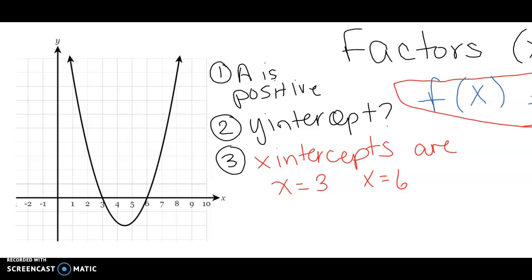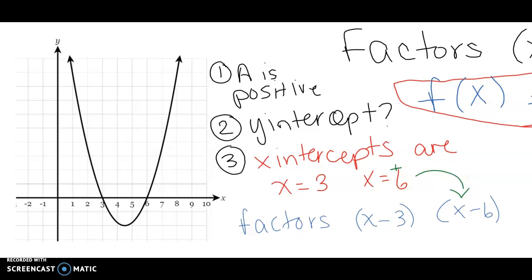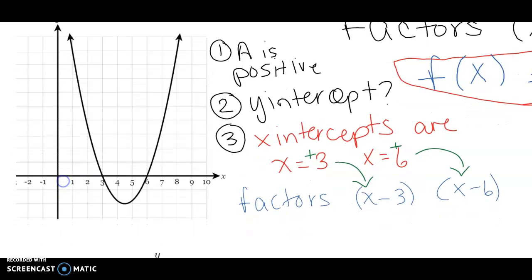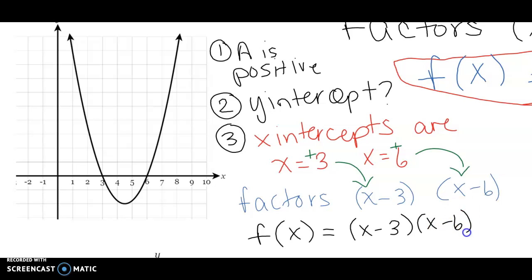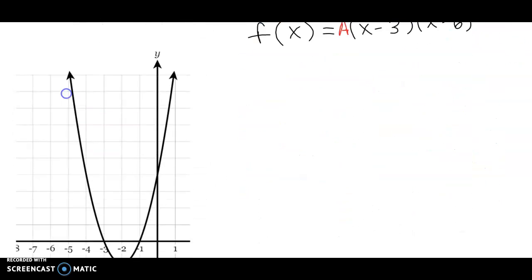If these are our x-intercepts, our factors, which gave us x equals 3, are x minus 3 and x minus 6. Notice that it is the opposite. This one was positive, so in the factor it's negative. This one was positive, so in the factor it was negative, and vice versa. So if those are our factors, a possible equation for our function is x minus 3 times x minus 6. And of course, there could be a GCF on the outside, the letter a, that we don't know about, but we're not going to go too much into detail with that. So let's go ahead and look at another example.